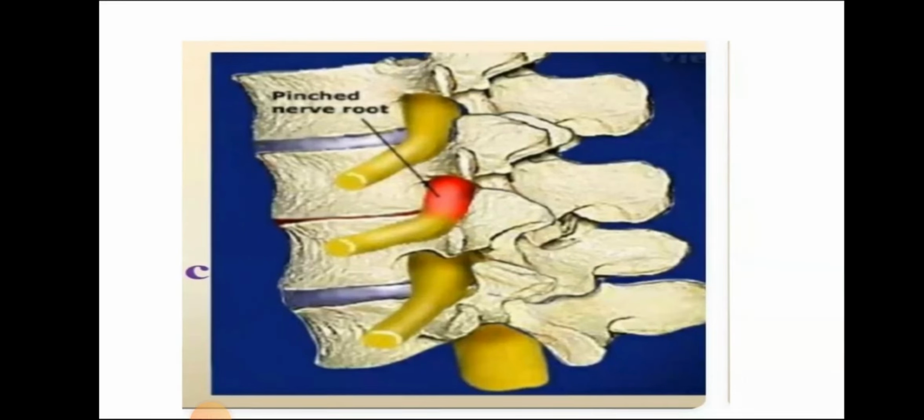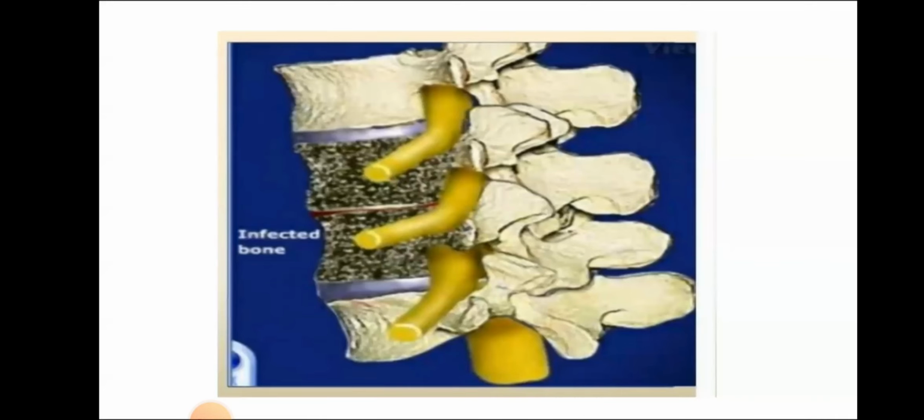And step 3, what happens is the infection spreads to the vertebral bodies. So from the disc, it is infecting the vertebral bodies. The bones are getting affected. Above and below the disc, the vertebral bodies are getting infected. That is step 3.